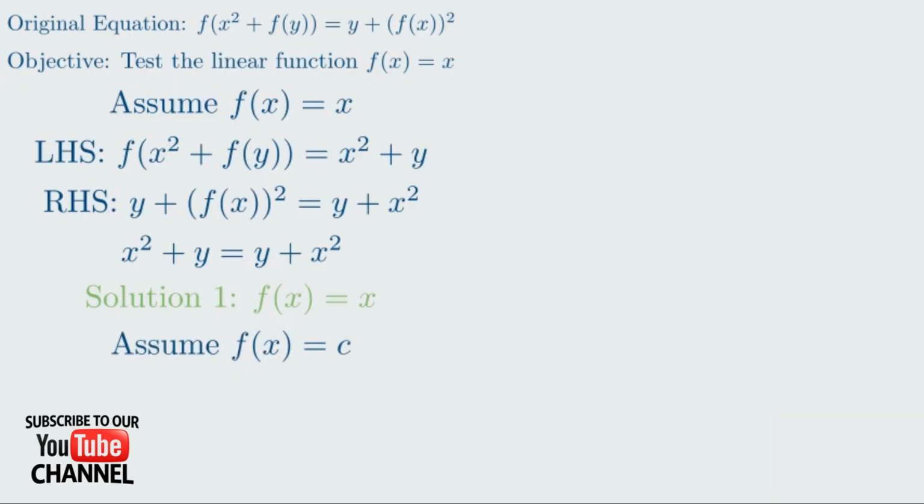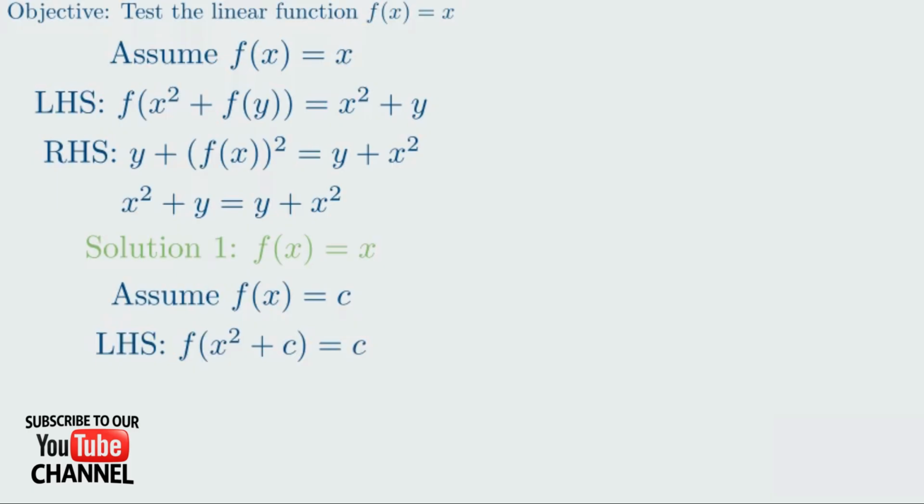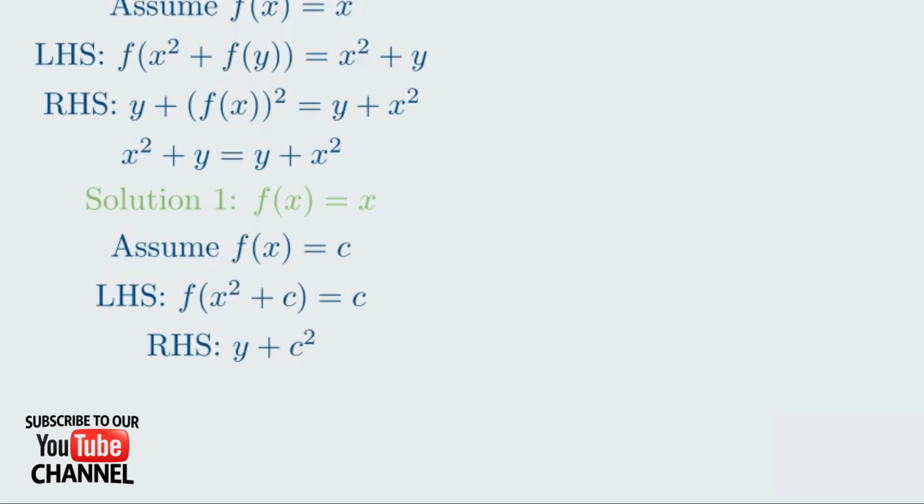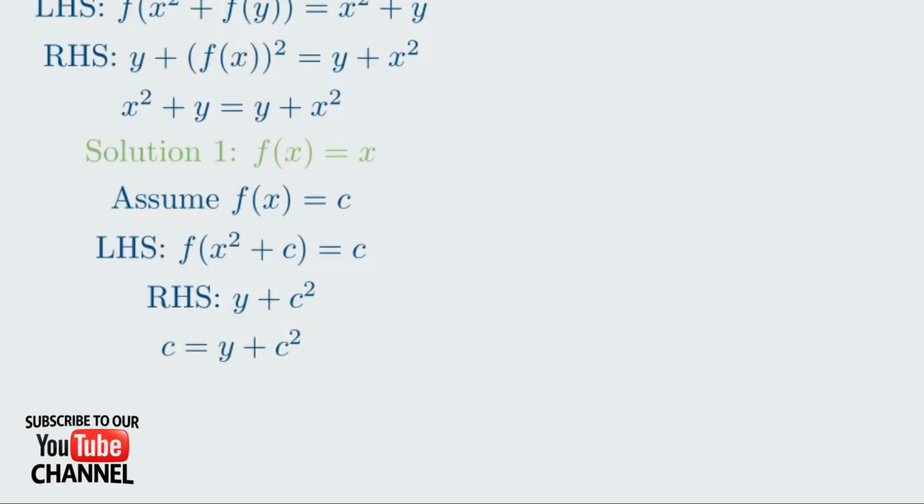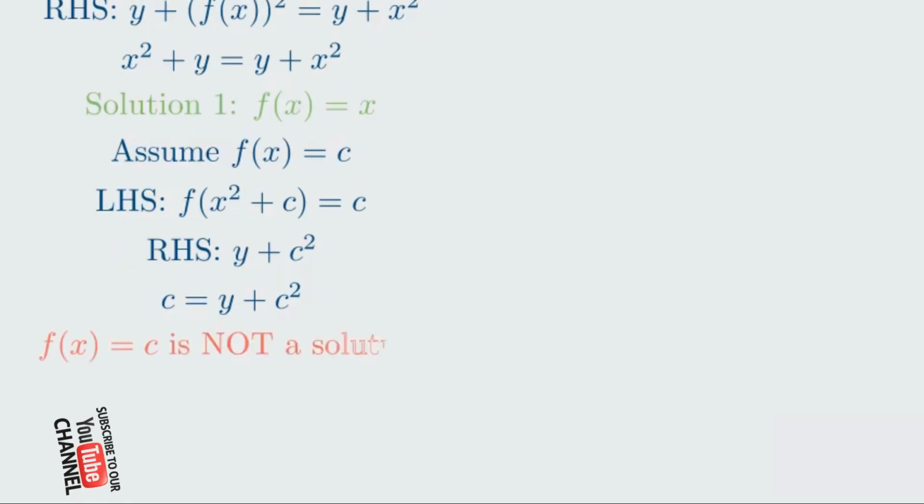However, we need to find all such functions. Could there be others? Let's try another simple form, like f of x equals a constant c. Substituting this into the left side gives f of some value, which must be c. Substituting into the right side gives y plus c squared. So, c equals y plus c squared. This cannot be true for all y, because the left side is constant while the right side changes with y. So, constant functions are not solutions. This suggests that f of x equals x might be the only solution, but we need a rigorous proof.